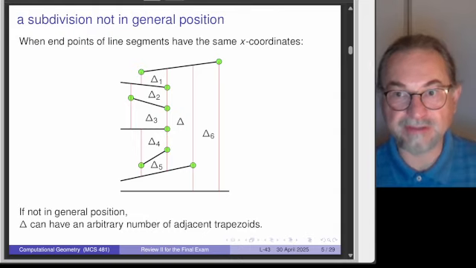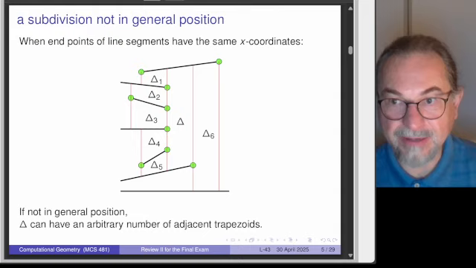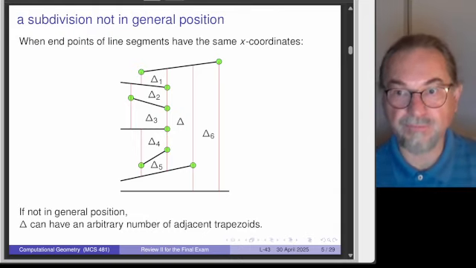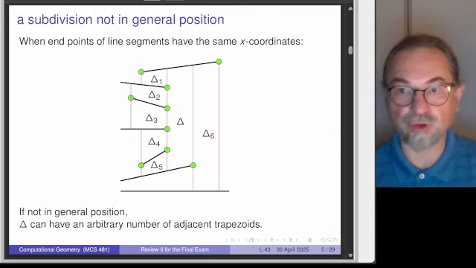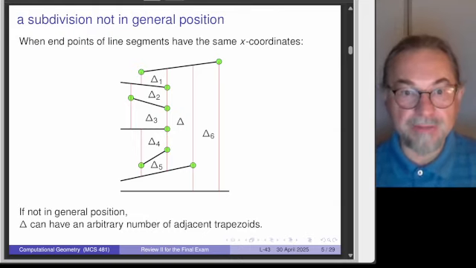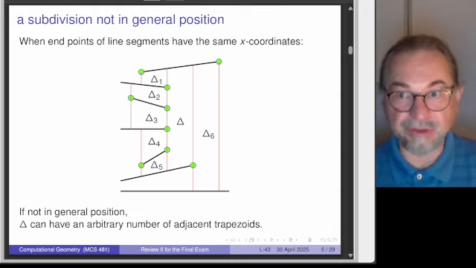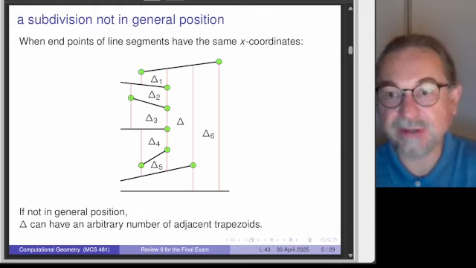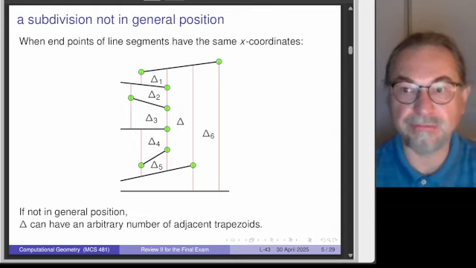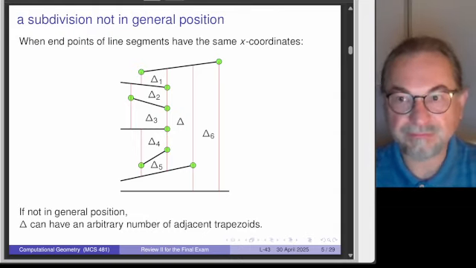We have shown that in general position, what makes these trapezoidal maps also quite interesting is that any trapezoid can have at most 4 neighbors, 2 at the left, 2 at the right. This makes this an interesting data structure also for navigational purposes. But if the subdivision is not in general position, as in this example, then any trapezoid can have an arbitrary number of neighbors. And that is kind of unfortunate.